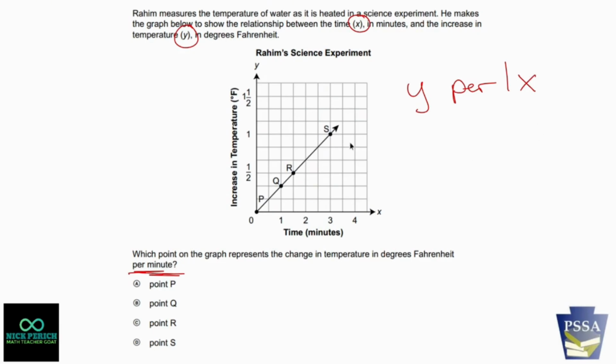So where do we get 1 minute? Right there at that point, Q. So Q is going to get us Fahrenheit degrees per minute. That's our answer.